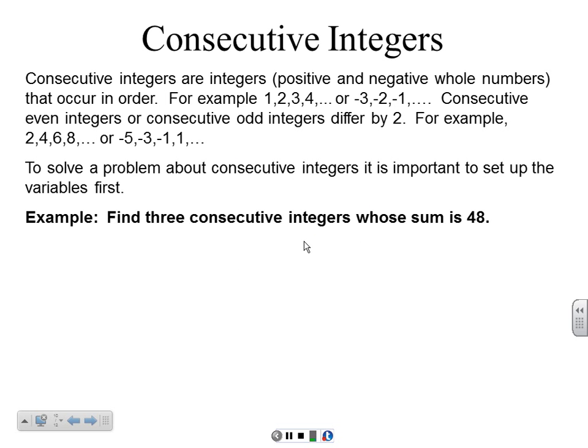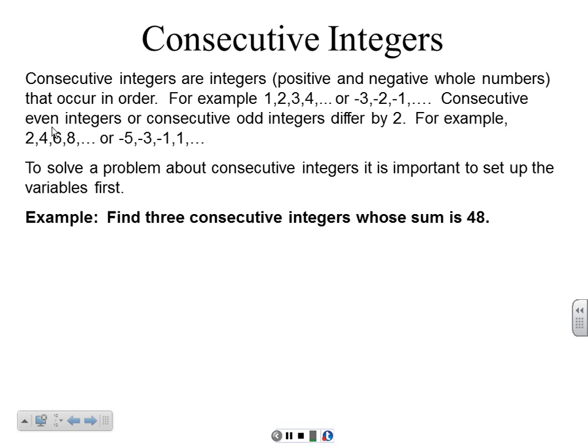Our next applied problem is called consecutive integers, and so we need to talk a little bit about what consecutive integers are, because when you're talking about consecutive integers, you're talking about one right after the other. So consecutive integers means, and this means positive and negative as well, positive and negative whole numbers that occur in order. For example, 1, 2, 3, 4 would be one right after the other, or negative 3, negative 2, negative 1. So we can do positives and negatives.